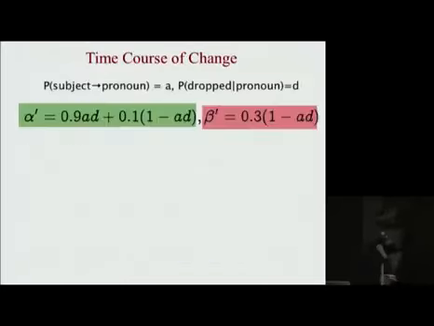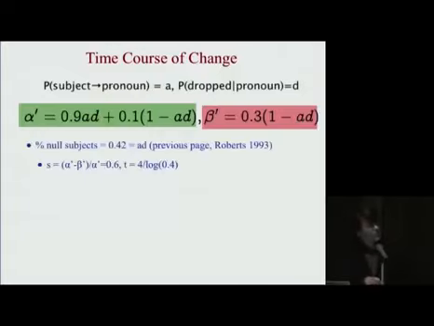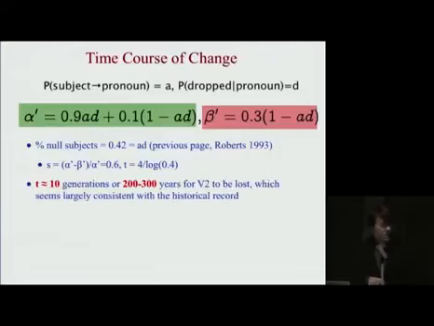We can go slightly further. Okay, so we calculate now. This is just rewriting what I had earlier, and we can calculate S, which is now, since we know the percentage of subjects is about 42% from Roberts' data, we can rewrite S as 0.6. So we can actually estimate the number of generations we expect to take for V2 to lose out to SVO. And that's about 10 generations.